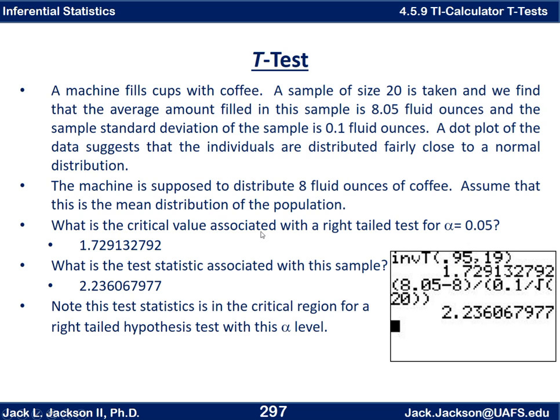Now, why 0.95? This is a right-tailed test. The alternative hypothesis is that mu is greater than 8, and mu equals 8 is the null hypothesis. Since this is a greater than 8, we want the 0.05, actually 5%, to be the probability to the right. But the inverse T always does the probability to the left. So instead of putting 0.05 here, we do 1 minus 0.05, in other words 0.95, to do the inverse T to get the critical value.